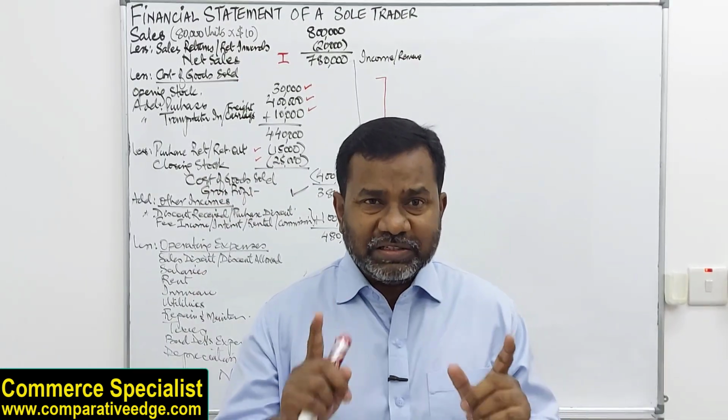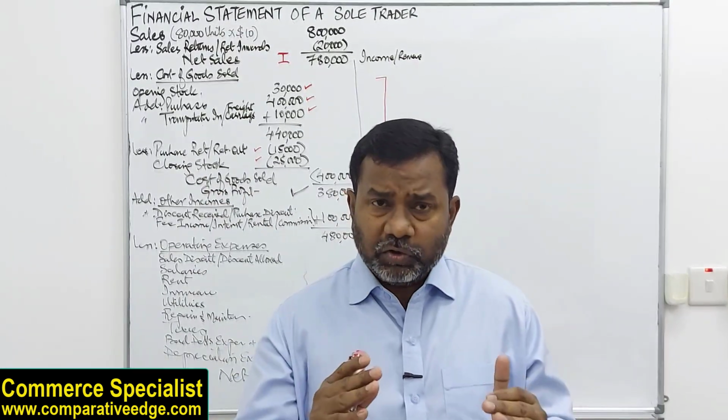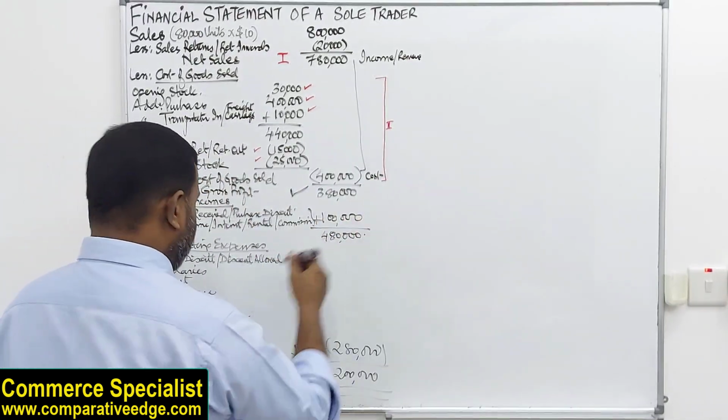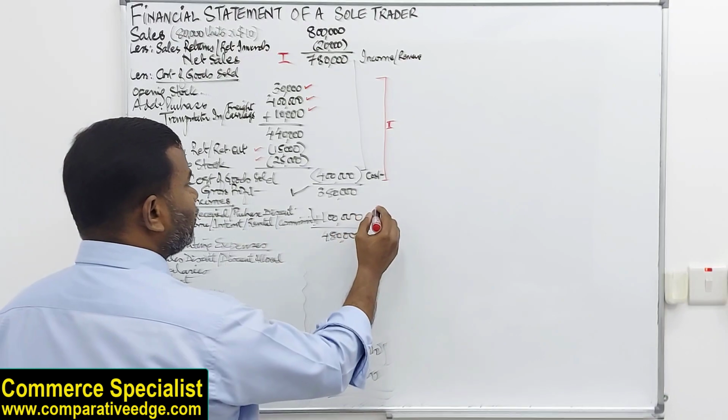So first step, net sales. Second step, cost of goods sold. Now, the third step is you have to add your other sources of income.